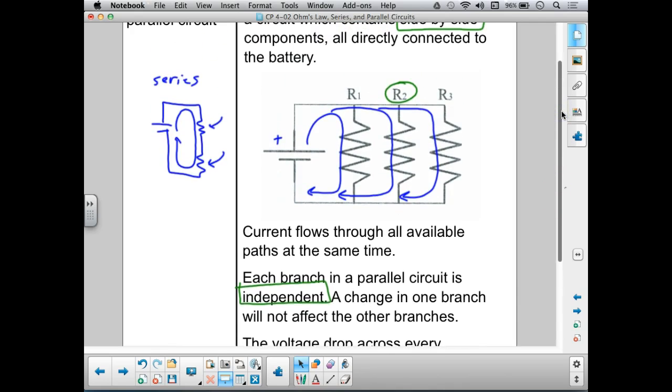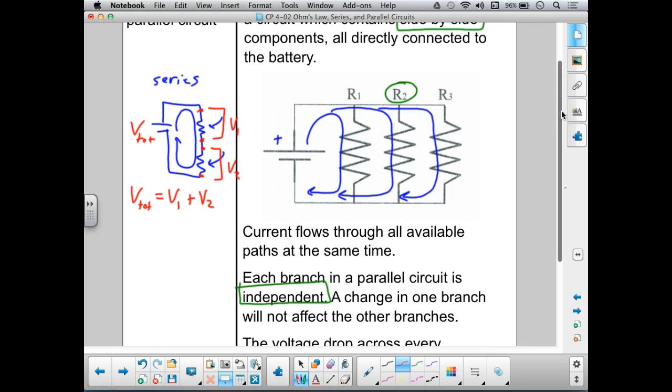If you'll remember from a series circuit, we noted that if we took the voltage difference across this first resistor and then compared it to the voltage difference across this second resistor, those two may not necessarily be equal. I could have some sort of V1 and V2, and we decided that V1 plus V2 should equal the total voltage of the battery. That was for a series circuit.